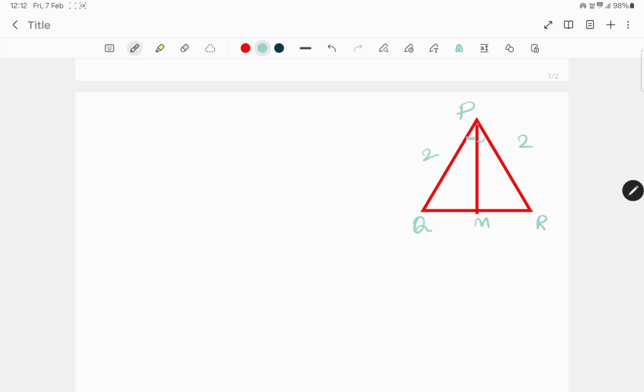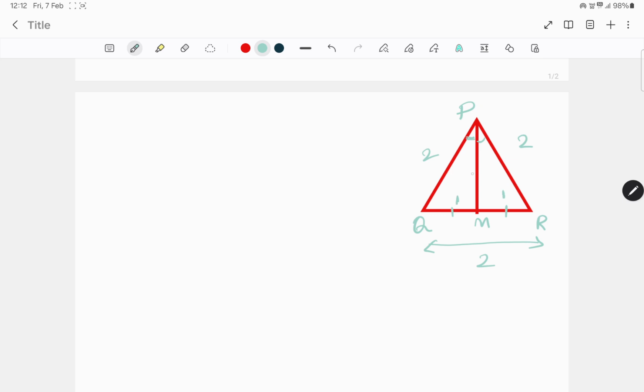If the angle bisector meets the opposite side, it divides the opposite side into 2 equal parts. That means QM is equal to MR. We already know that the length of QR is 2. Then if the angle bisector divides the 2 into 2 equal parts, QM equals MR. That is, here it takes value 1, here it takes value 1.